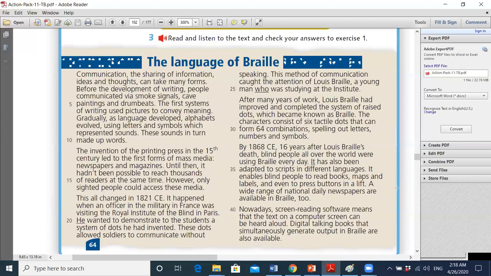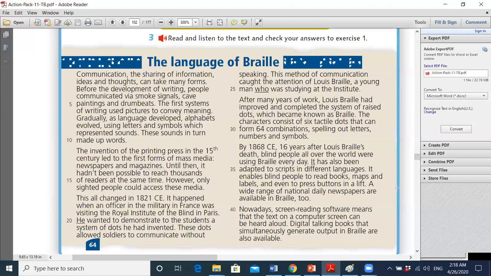After many years of work, Louis Braille had improved and completed the system of raised dots, which became known as Braille. You know, Louis Braille was a blind young man.